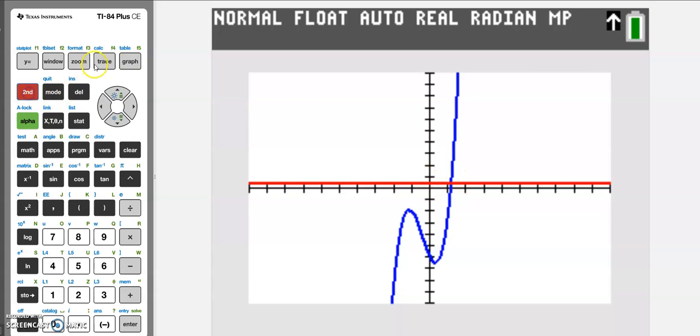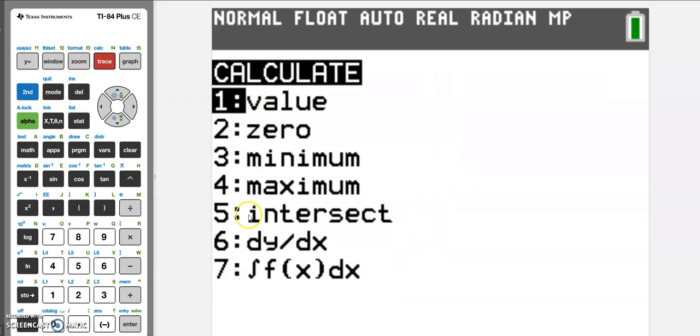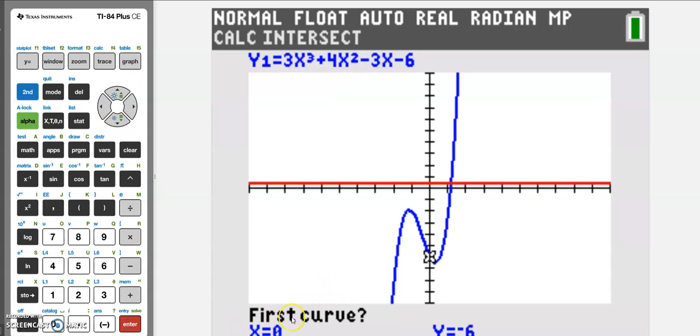To do that, we're going to once again go to second trace, but this time we're going to select option number 5, which is intersect. This now asks us for the first curve, which is the blue curve. Right now I have it selected, and you can use the up and down buttons to switch between the different curves. So if you have 3, 4, or 5 different curves, that's going to help you indicate the difference. We have the blue one selected, press enter. We have the red one selected, press enter.